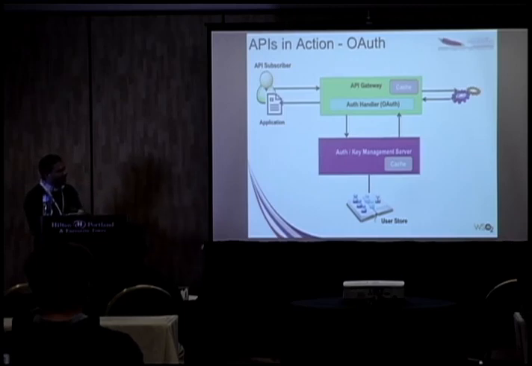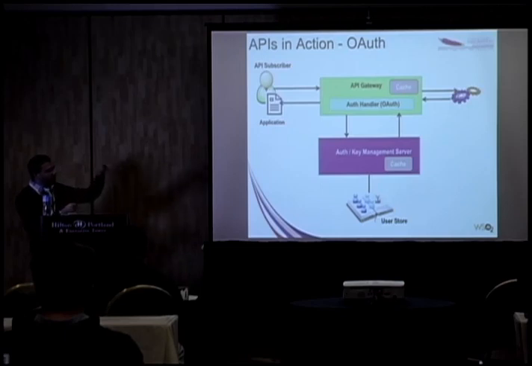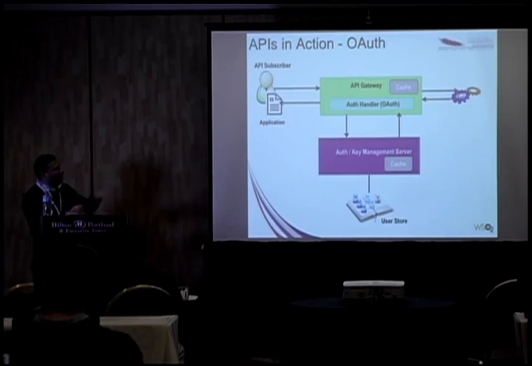And to minimize the latency of an API call, we introduce two caching points. One is inside the gateway, and one is inside the key management server. The key management server can cache most of the stuff that it picked from the user store and minimize the latency as much as possible. But depending on the security architecture, we have to decide which cache has to be used, because some of the security patterns don't allow keeping a cache inside the gateway layer. So this is how the OAuth model works in this architecture.